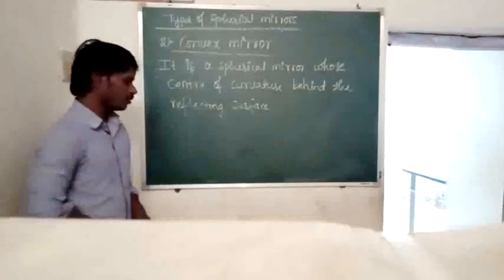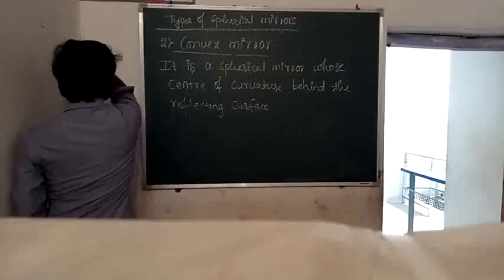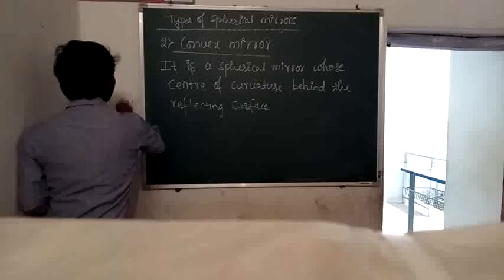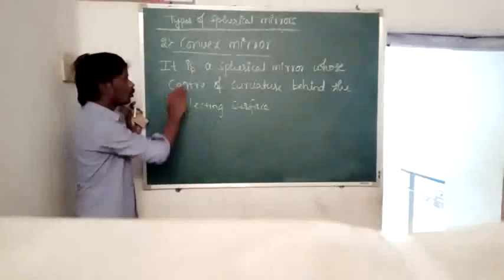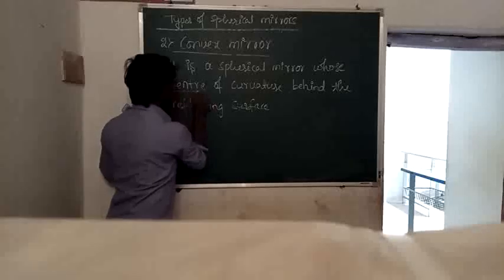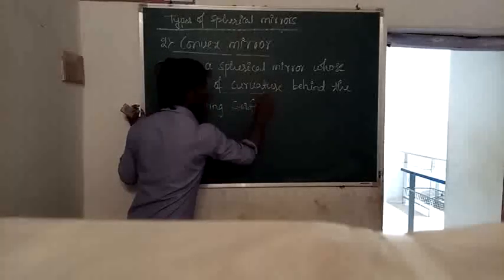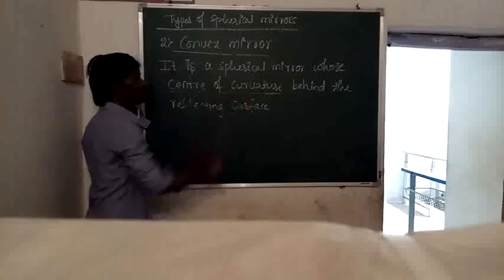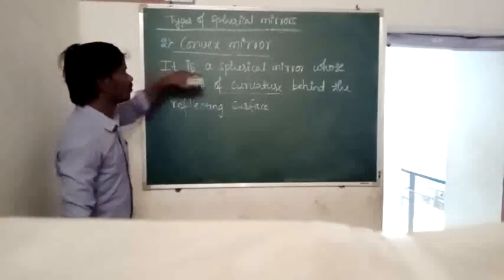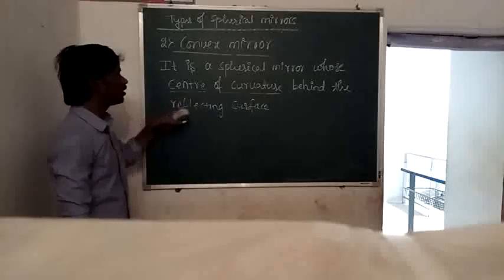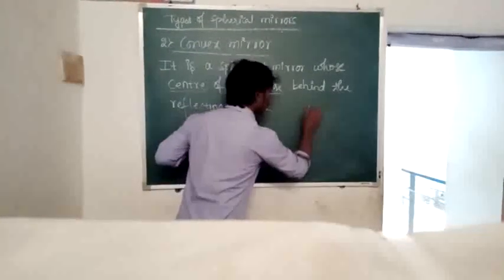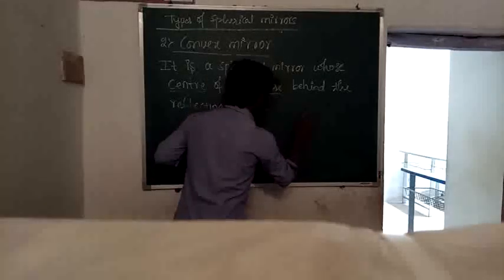Now let us draw the diagram. What is the definition here? It is a spherical mirror whose center of curvature is behind the reflecting surface. We will discuss what the center of curvature is next. Now let us draw a sphere.